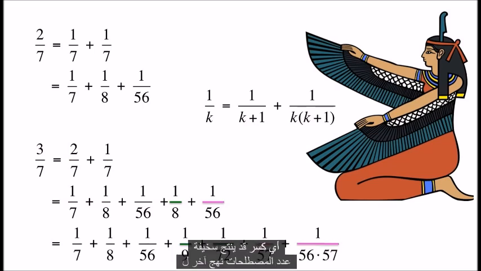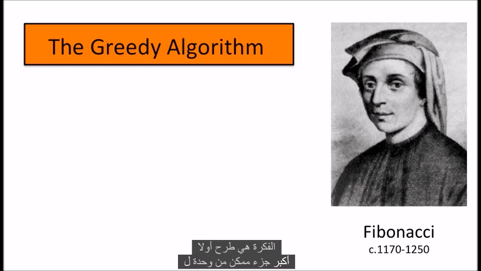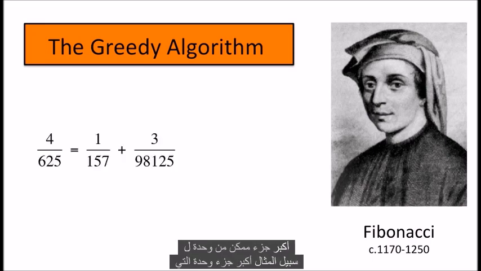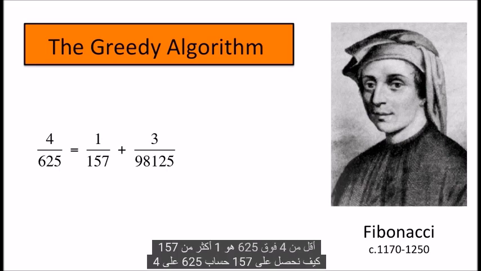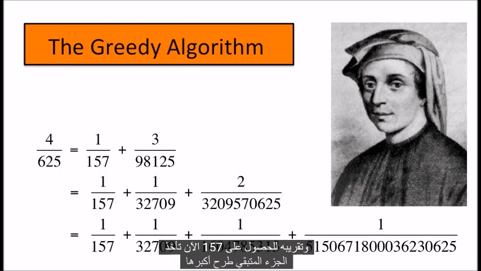Another approach to getting an Egyptian fraction is to use the greedy algorithm due to Fibonacci. The idea is to first subtract the largest possible unit fraction. For example, the largest unit fraction which is less than 4/625 is 1/157. How did we get 157? Calculate 625 over 4 and round up to get 157. Now take the remaining fraction, subtract its largest possible unit fraction, and so on.